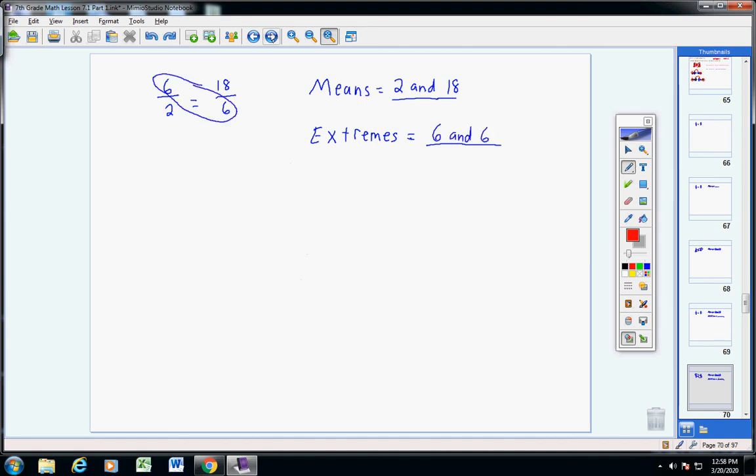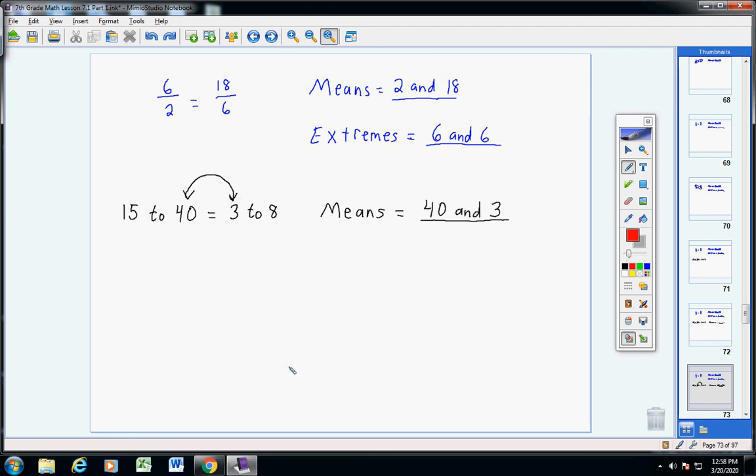Okay, you should have written this. Let's do it again. Let's practice. Pause the video, please, and write down the two numbers that are the means. You should have gotten those two numbers. They are the inside numbers. Now please pause the video and write down the two extremes. You should have gotten those two numbers there.